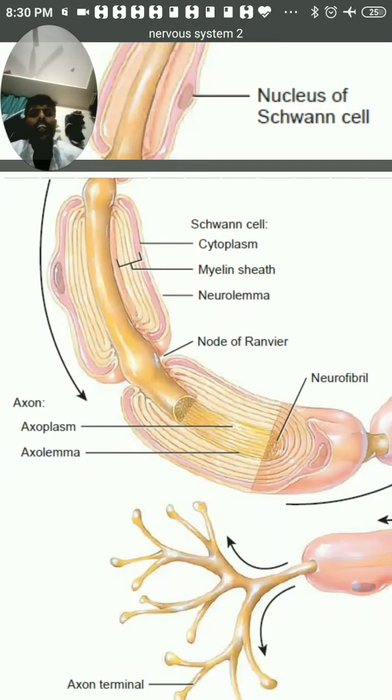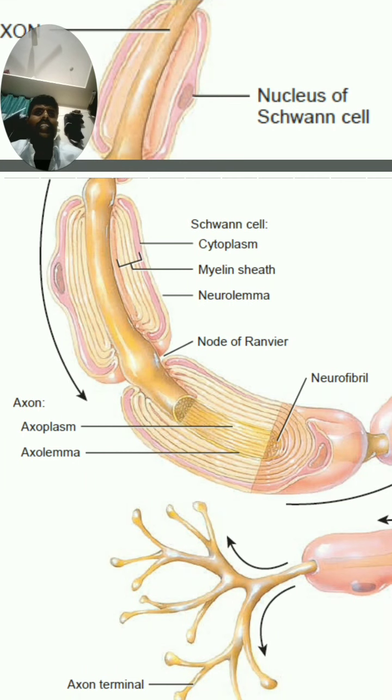Here, there are two types of cells, Schwann cells and oligodendrocytes. Schwann cells wrap the myelin sheath around the axon, and a Schwann cell wraps only one axon.